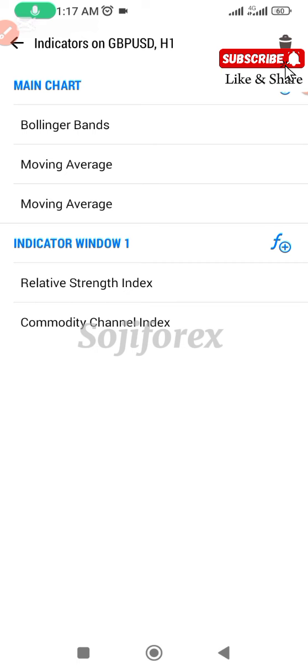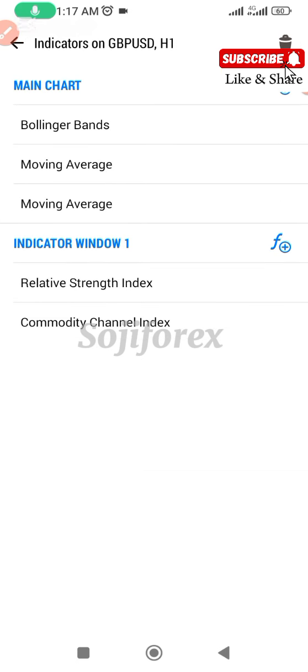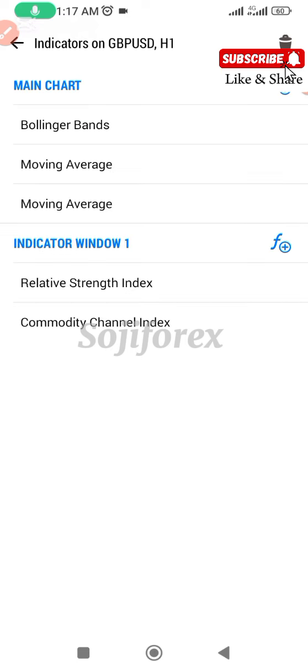The setting for the Bollinger Band is period 130, deviation is 2.0, the shift is 0, and you apply to close. So you do the saving so that you can do the setup on your own. Then afterward, we have our moving average. The period is 25, shift is 0, the method is exponential. And then we have our second moving average, the period is 10, shift is 0, method is exponential.